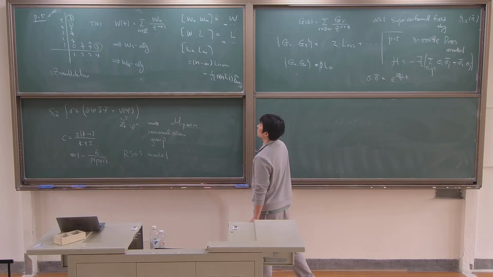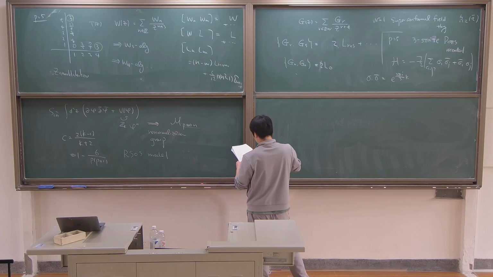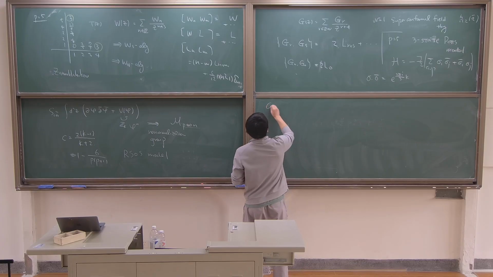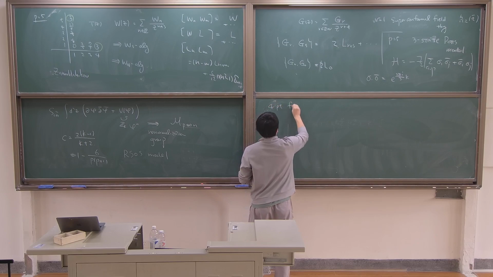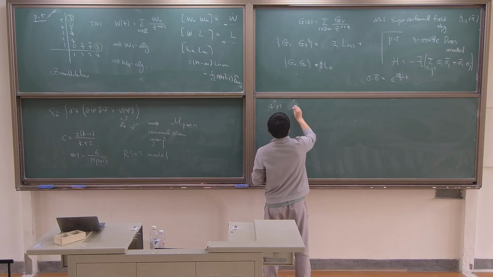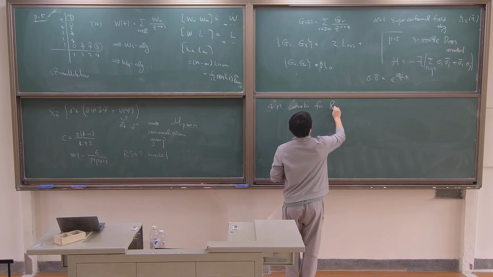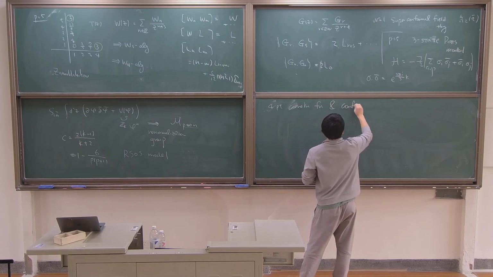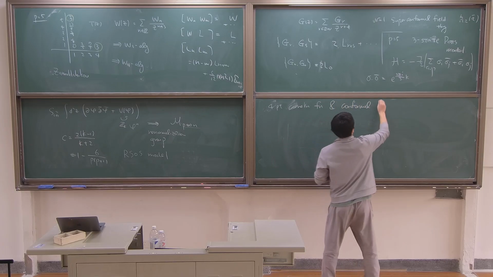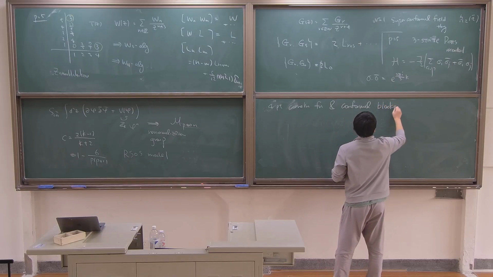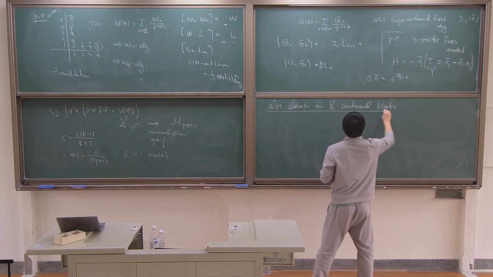Okay, so those are examples of minimal models. So now we consider some more conformal blocks. Conformal block, so the 4-point function, the correlation function, and then the conformal block in the 2D case.